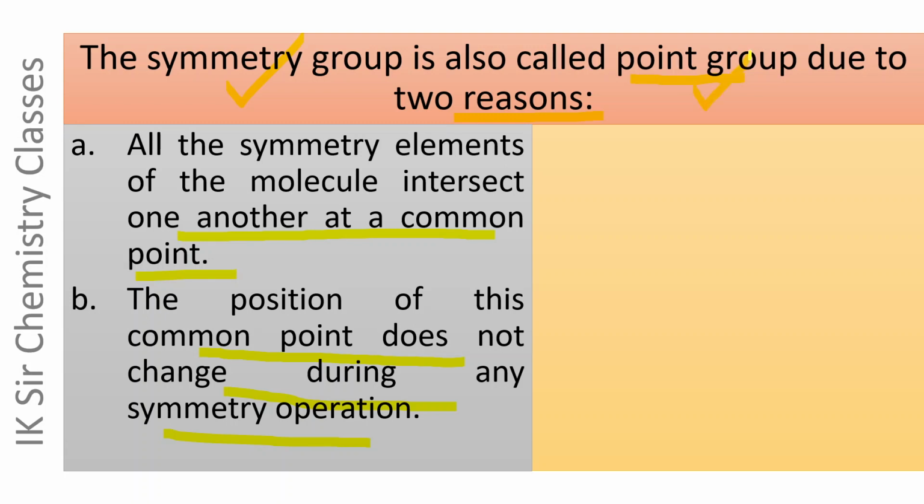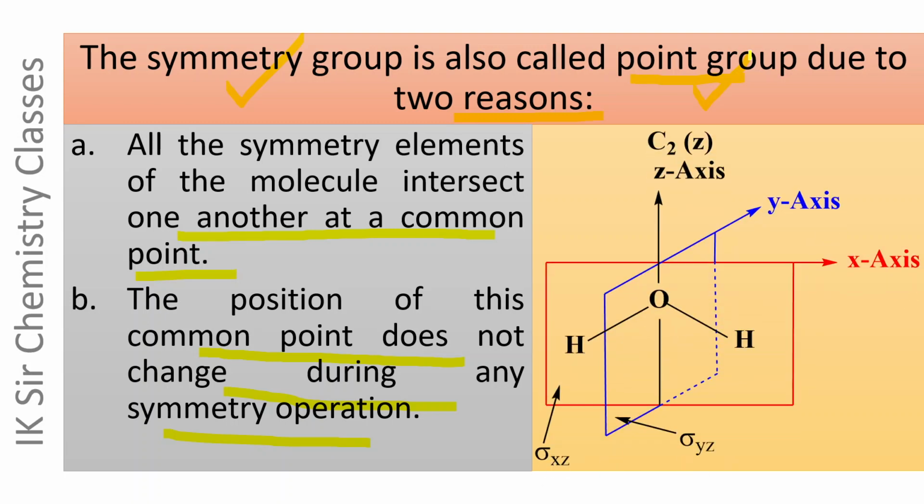Let us illustrate it taking the example of H2O molecule. It contains a C2Z axis of symmetry. It is a twofold axis of symmetry, and two vertical planes of symmetry, sigma xz and sigma yz. All these three elements of symmetry of H2O molecule intersect one another at the oxygen atom.